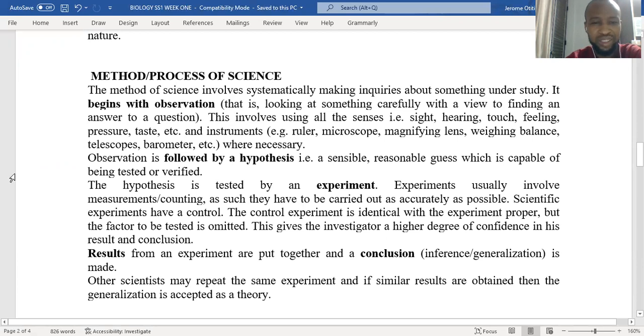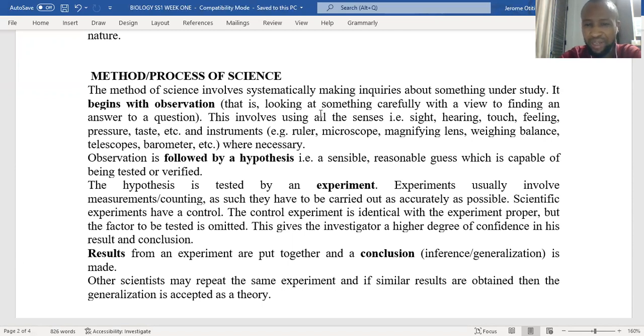They look with the eye. They listen with their ear. If it is in water, for them to taste it, if it is not harmful, they will taste it and see what it tastes like. Okay, they will touch it to feel it. So scientists make observations. They use all the senses of hearing, touch, feeling, pressure, taste, and they can also use instruments like a microscope or magnifying lens to observe all these things.